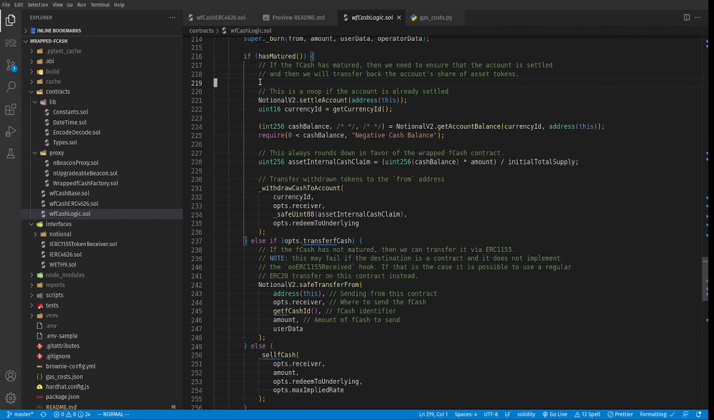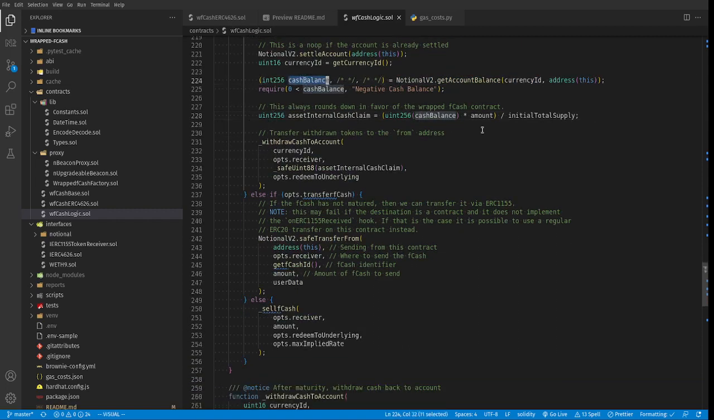If we have matured, so now we're past maturity, we will first settle the account. This is sort of an administrative action. It ensures that the fCash has been properly converted to a cash balance, a cToken amount, and then that allows us to run this next interaction here to calculate how much cash the user is owed. After the first time this happens, this is sort of a no-op, and it'll just return.